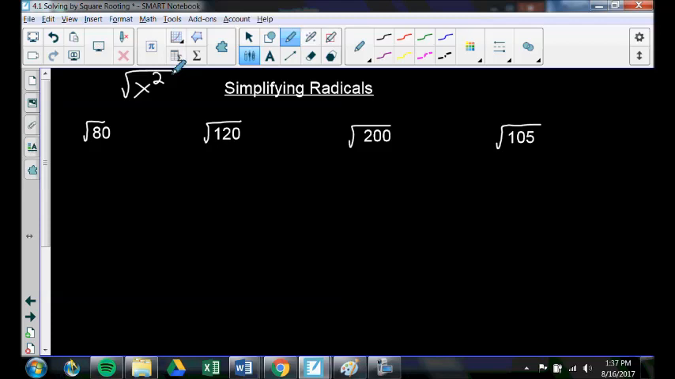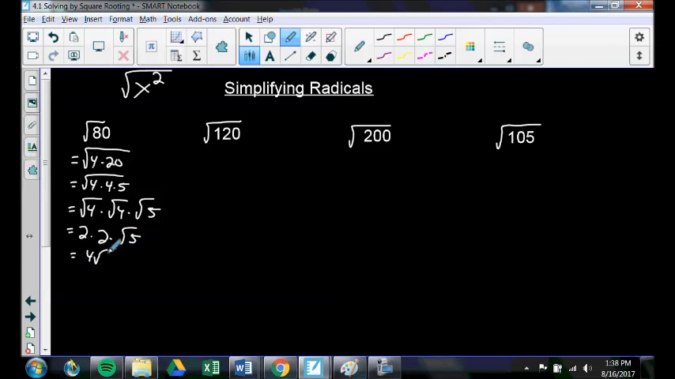So for the square root of 80, I want to think about what perfect squares multiply to 80. For example, 80 is really 4 times 20, and 4 is a perfect square. And then 20 has another perfect square, it also has a 4. 20 is 4 times 5. So this 4 here just dropped down to here, and the 20 became a 4 times 5. And now I can split this up into 3 different radicals. Root 4 times root 4 times root 5. Root 4 is just 2, and this is 4 root 5.